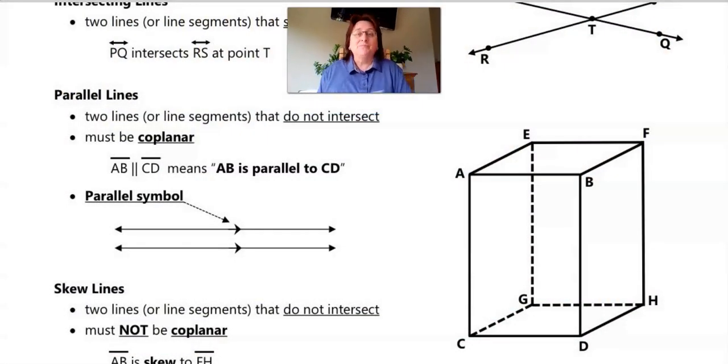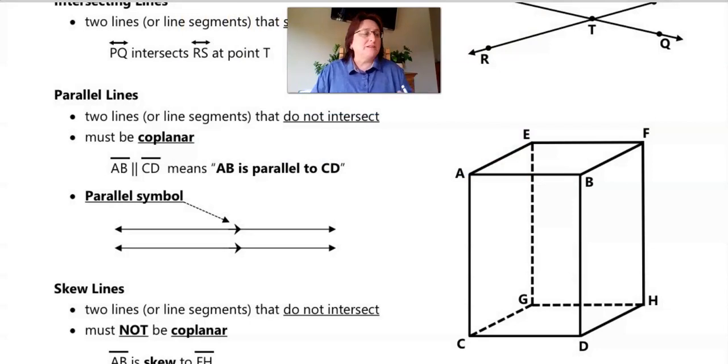Today we're going to talk about identifying parallel lines, skew lines, and perpendicular lines, along with identifying some angle relationships that are created with intersecting lines and a transversal. Some of those vocabulary terms are new to you, and some of you already know them. So let's take a look and see what you know and what you don't know.